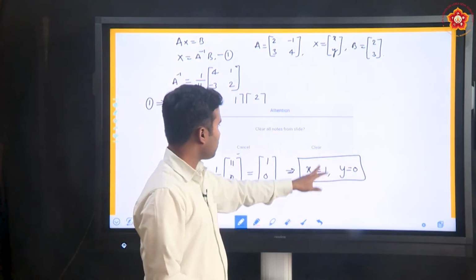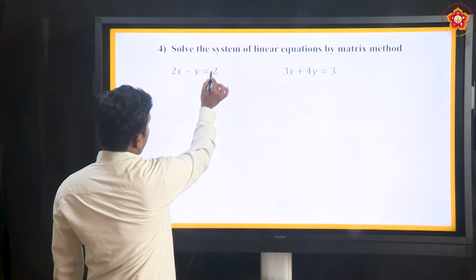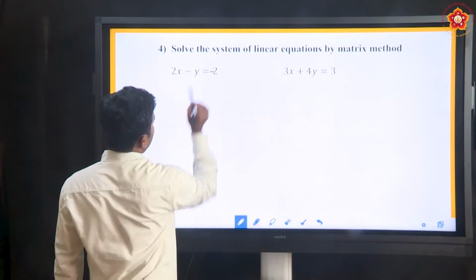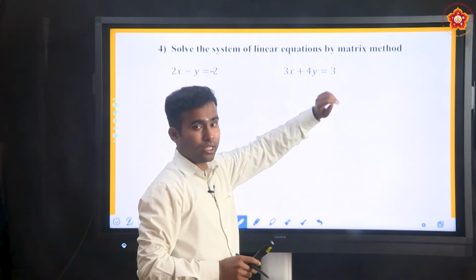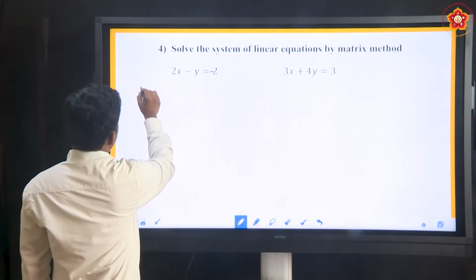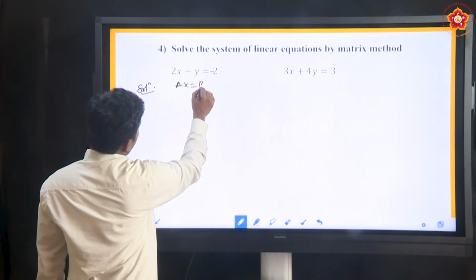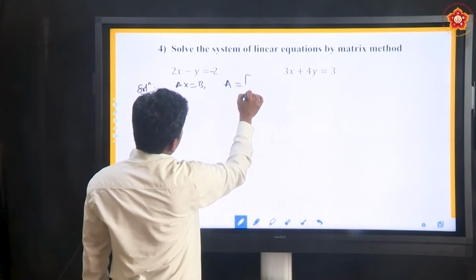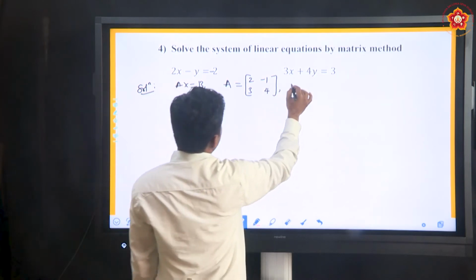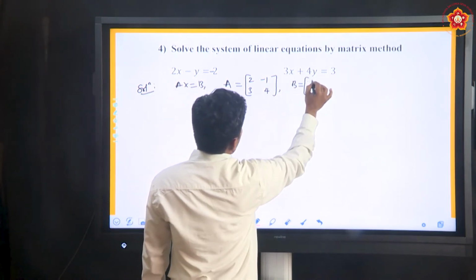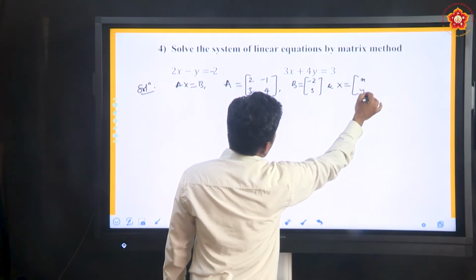Similarly, we will try another problem. Here, solve the system of equations by matrix method. You will see 2x minus y is equal to minus 2, 3x plus 4y is equal to 3. So, we can write this in the matrix form as AX is equal to B, where what is A? A is 2, minus 1, 3, 4, and what is B? B is minus 2, 3, and X is xy, understand.